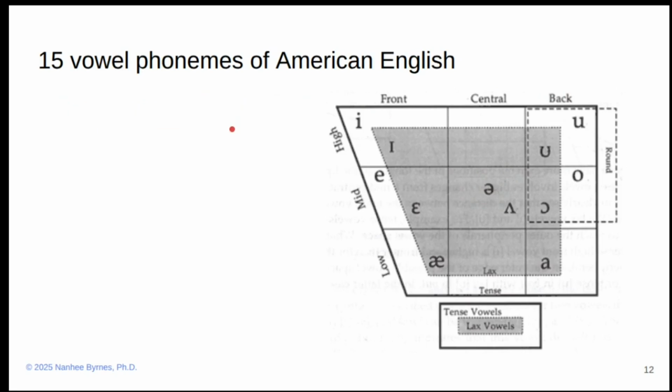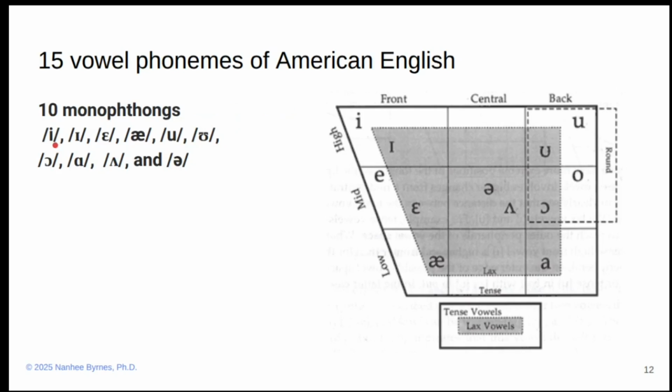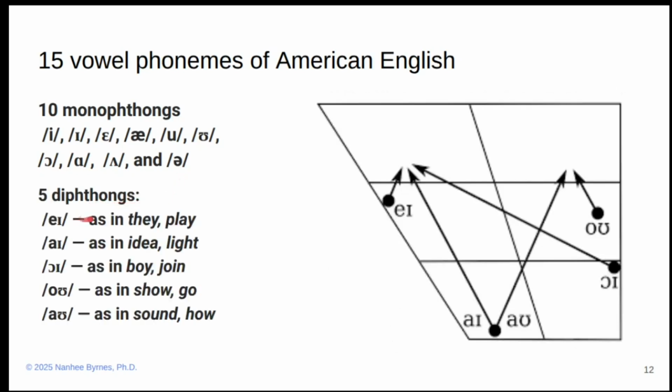So the 10 monophthongs in American English are I, E, A, O, A. And the 5 diphthongs are A as in they, play; I as in idea, light; Oi as in boy, join; O as in show, go; and ow as in sound, how. So in total, American English has about 15 vowel phoneme sounds.